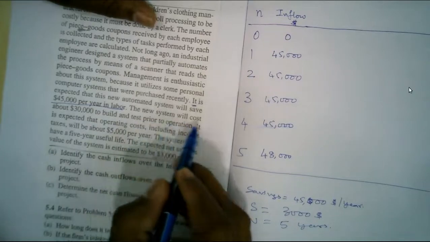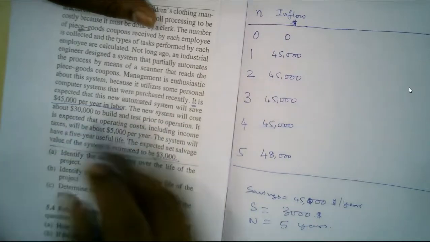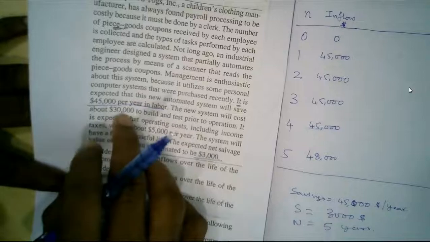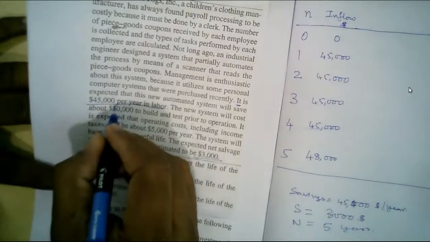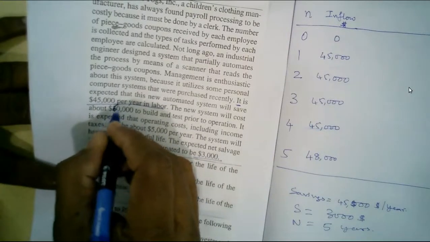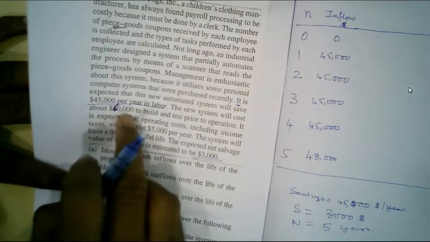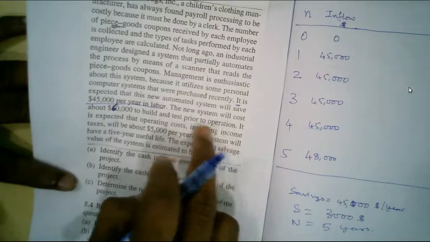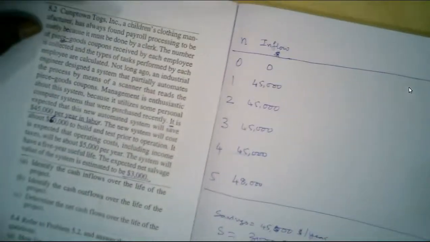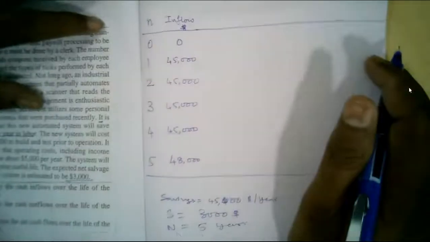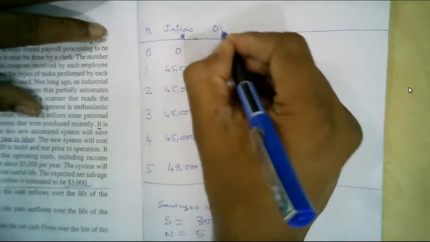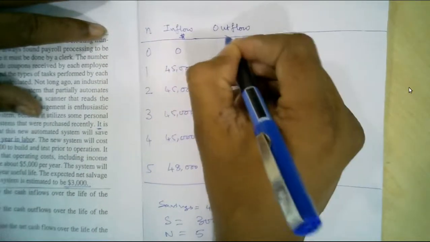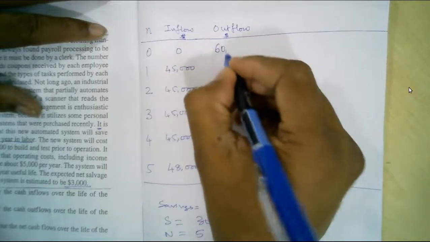The new system will cost about 30,000. Here I want to make a small change. Instead of 30,000, I want to consider 60,000. I'm changing the question so that it will be more interesting. So 60,000 to build and test prior to operation. 60,000 will be the cost of the system, and that will be shown as the outflow. Outflow in dollars is 60,000.